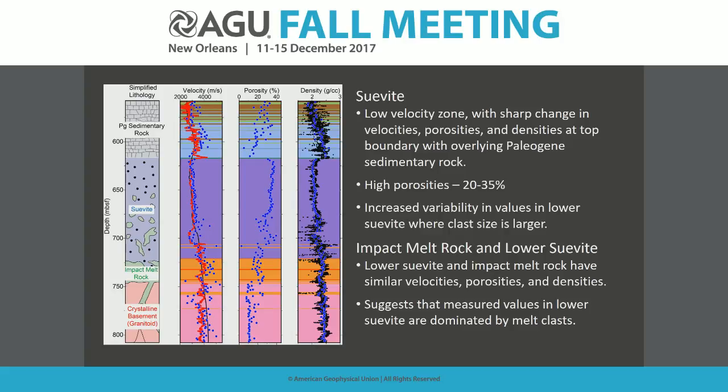Right at the top of the suevite, there's quite a large change. If you look at this, especially shown in this red line here, you can see the high velocities to low velocities. So there's a sharp boundary at the top of the suevite in the velocity field.